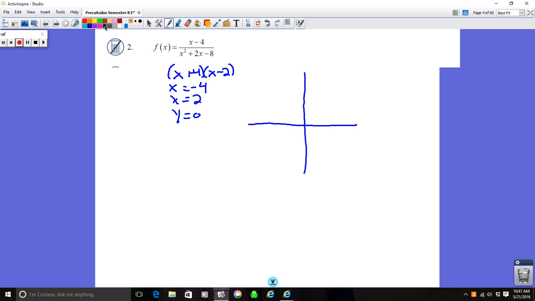Change colors here. So we have our horizontal asymptote at y equals 0, vertical asymptote at x equals 2, and our other vertical asymptote at x equals negative 4. And again, we're going to be checking points in each of these areas to the left, in the middle, and to the right. So I check the point negative 5, I'm going to check 0, and x equals 3 and find what those values are.